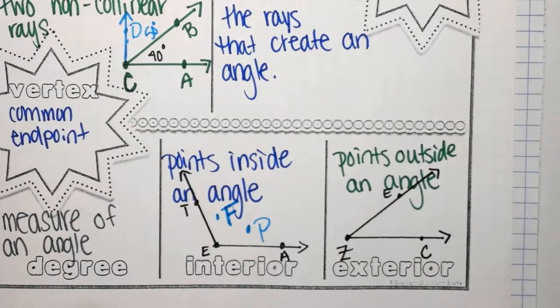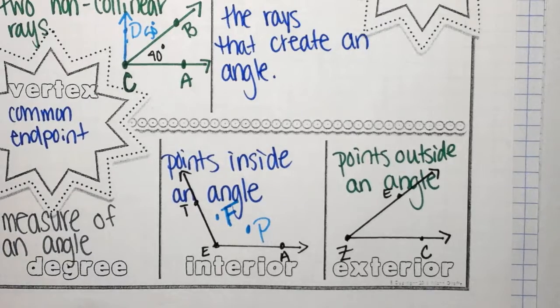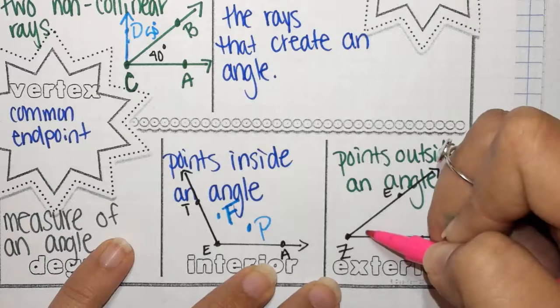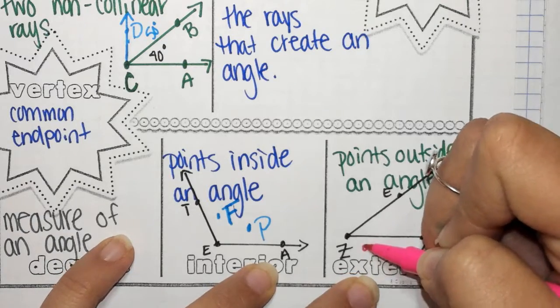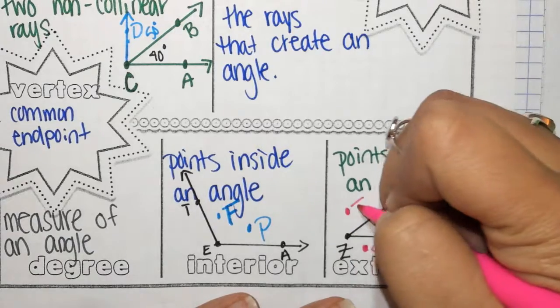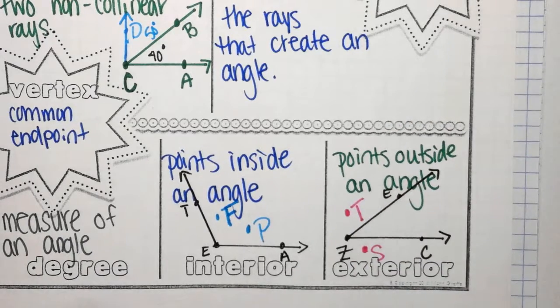All right, so for exterior, where should my points be? Outside the angle. So could I put a point right here? No. Right here? No. What about here? Yes. Let's call this S. What about up here? Yes. Let's call that T. And boom, we're done with interior and exterior. That's it. Isn't it crazy?